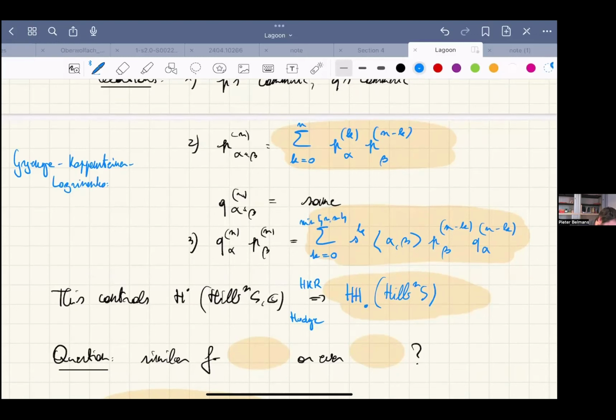What they did is they took this Heisenberg algebra and turned it into a Heisenberg category for every smooth and proper DG category.